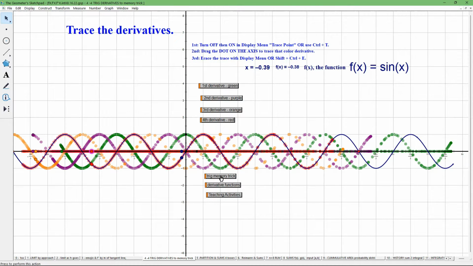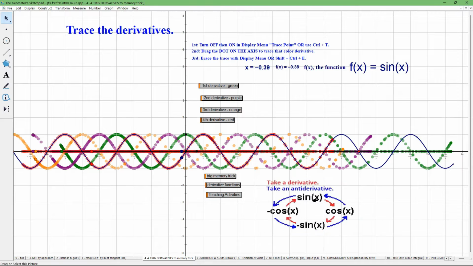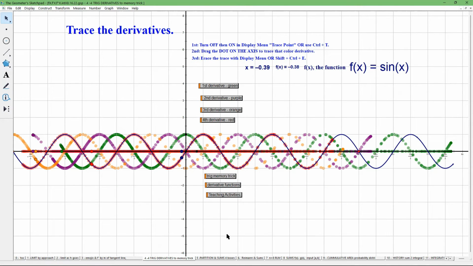Here's the memory trick. To take the derivative of sine, you get the cosine, clockwise rotation. Derivative of the cosine is the negative sine, and so on. The antiderivative of the cosine is the sine, and so on. So I can get rid of that memory trick if I wish. Derivative functions, teaching activities. Enough of this, you've gotten the idea.